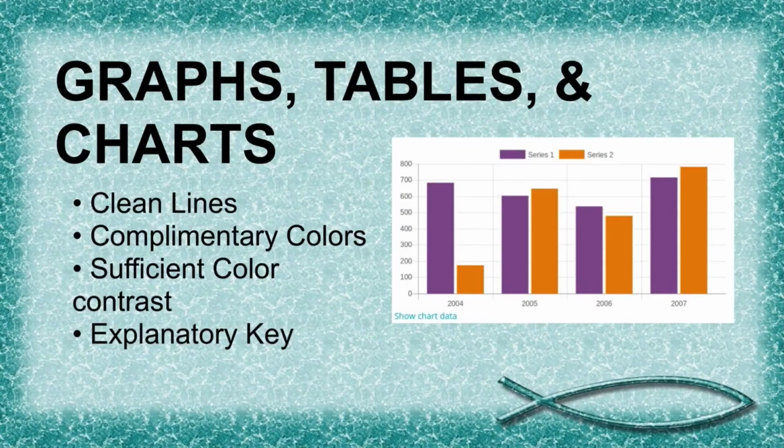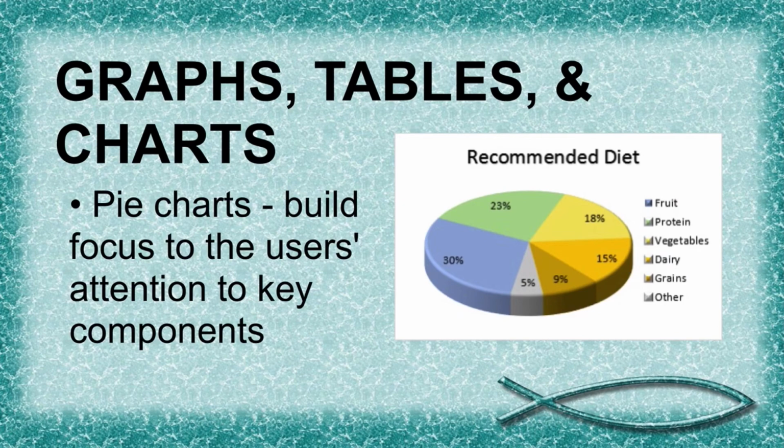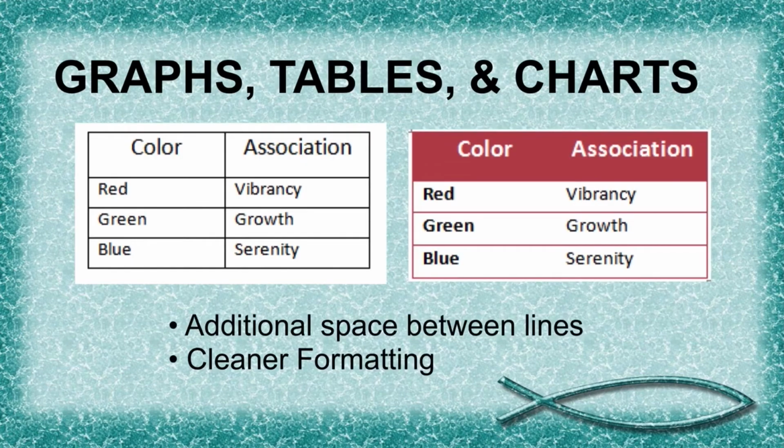And now we have the graphs, tables, and charts. For the charts, always use clean lines, complementary colors, sufficient color contrast, and an explanatory key. For pie charts, we should always create pie charts that draw the user's attention to key components. For tables, we should have additional space between lines and cleaner formatting.